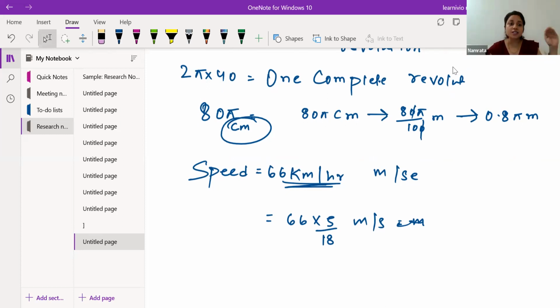Our circumference, which means one complete revolution, we have also kept in meter. Now both units are the same, and we can go ahead. What does the question say exactly? When the car is traveling at this speed per hour, in 10 minutes, how many revolutions?